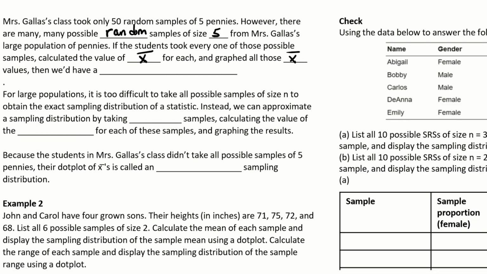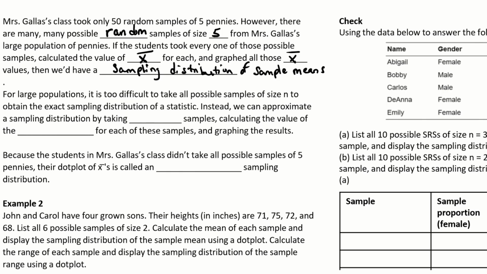And this sampling distribution will be referred to as a sampling distribution of sample means, because we're doing it for X bars. If it was P hats, then we would say the sampling distribution of sample proportions, or whatever you're doing. So this is a sampling distribution of sample means.